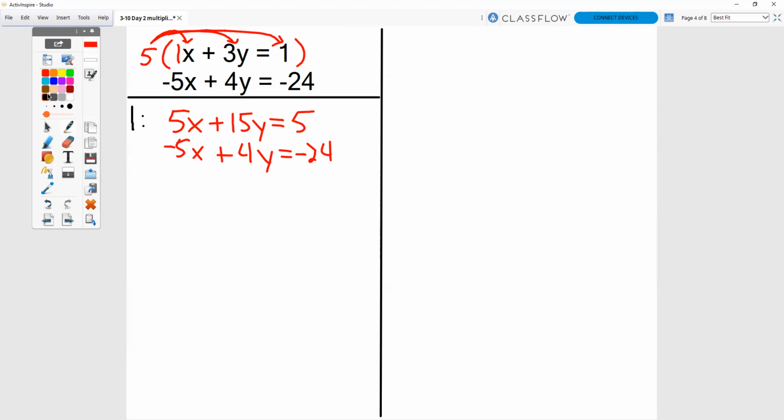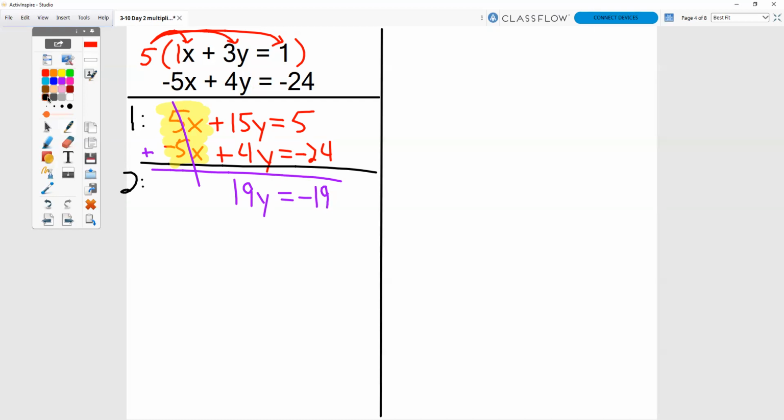That is step number 1. Step number 2, now that I have my opposites, I have a 5x and a negative 5x. Step number 2 says add going down. When I add going down, those x's will cancel out. 15y plus 4y is 19y. 5 plus negative 24 is negative 19.